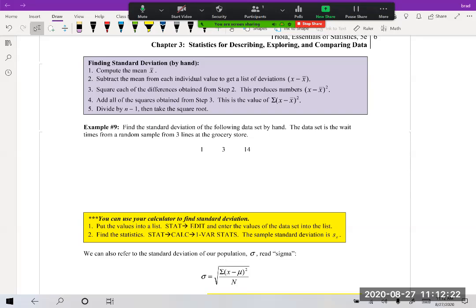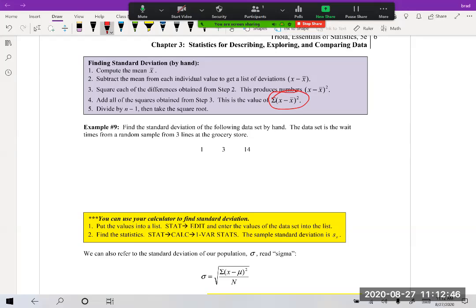Then you square each of these differences obtained from step 2. This produces (X minus X bar) squared. You add all of the squares obtained from step 3. This value is the sum of these squares, and this is oftentimes called the sum of squares. In other statistics books, they focus on that instead of actually doing it. And then divide by n minus 1, then take the square root.